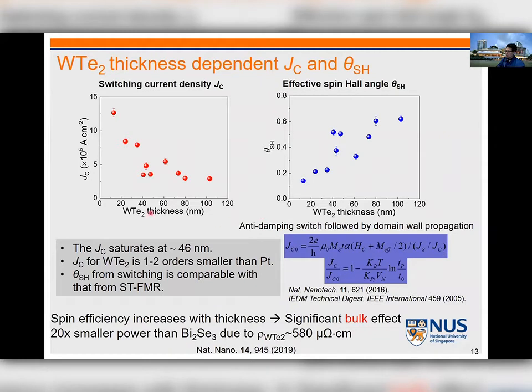Once we studied the thickness dependence, we found the effective spin Hall angle increases as we increase the tungsten ditelluride thickness, which indicates we have a significant bulk effect, like a platinum-like effect. And because this material has relatively low resistivity, we found the total power consumption is about 20 times smaller compared to that of bismuth selenide.